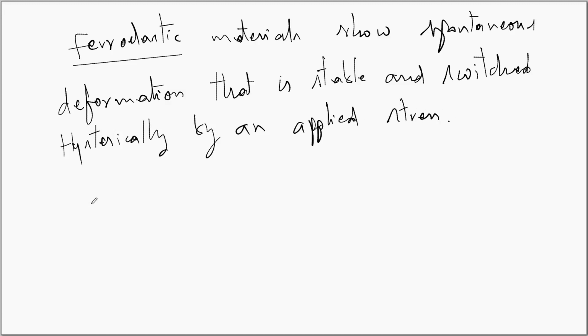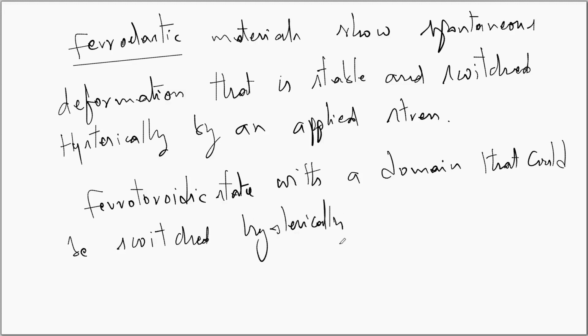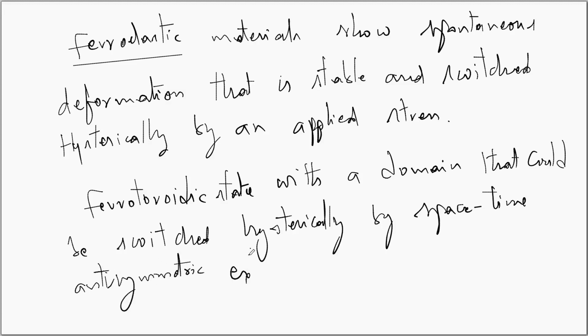The fourth one is a state called the ferrotoroidic state. Ferrotoroidic state with a domain that could be hysterically switched by a space-time antisymmetric external field. The field we call the toroidal field.